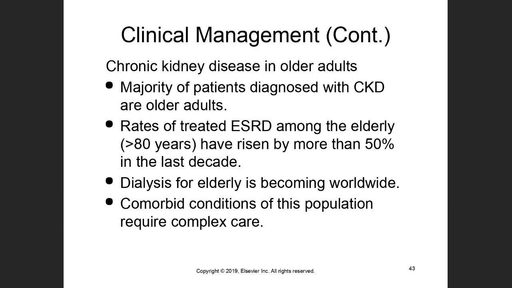Chronic kidney disease in older adults. The majority of patients diagnosed with chronic kidney disease are older, most of the time over 80 years old. Dialysis for the elderly is becoming worldwide. The comorbidity conditions of this population require complex care because they have a lot of comorbidity. Okay, comorbidity, if you don't know, is basically the chronic pathology that the patient has, like hypertension, diabetes.